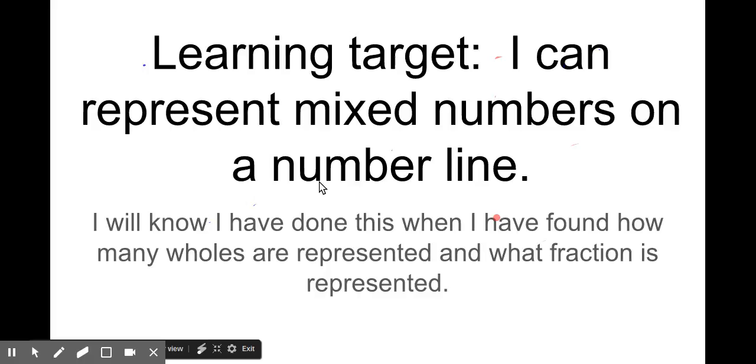We're just going to revisit our learning target, and our learning target is I can represent mixed numbers on a number line, and you'll know you have found how many wholes are represented and what fraction is represented. You'll know you're successful at that when you do those things.